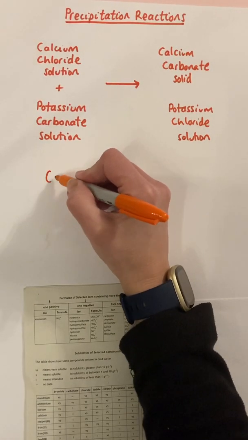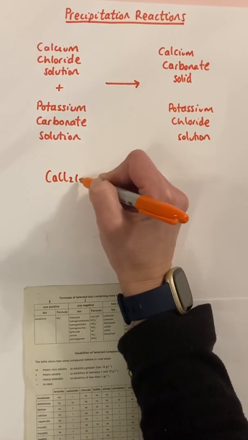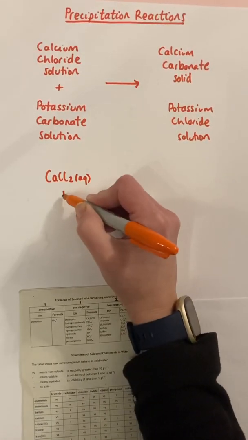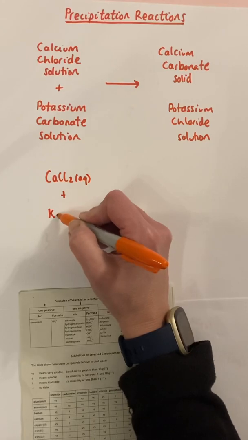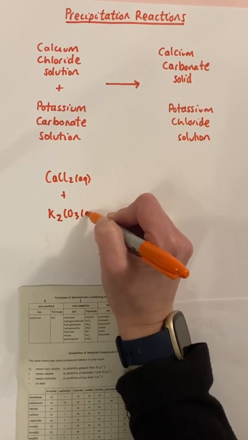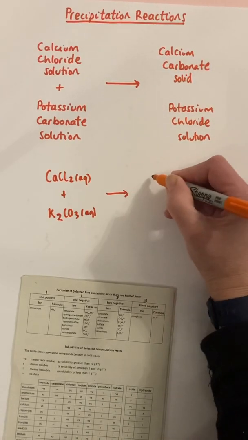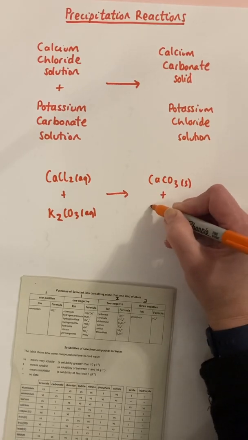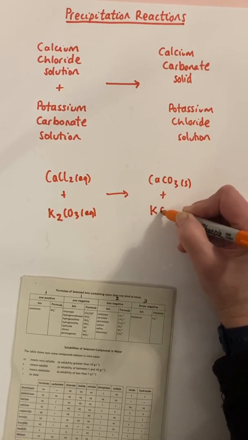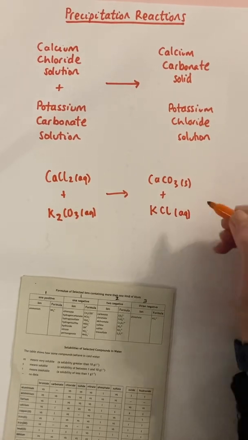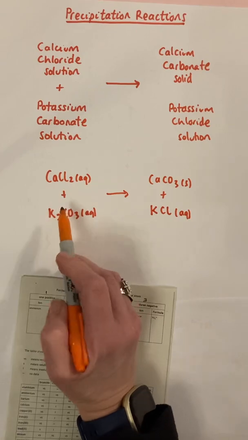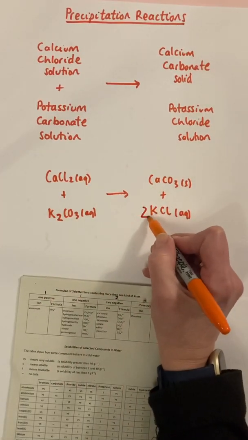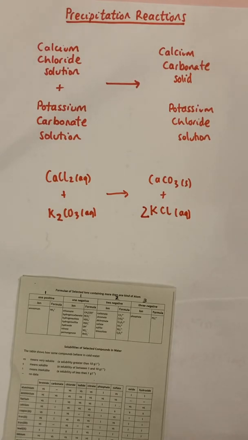If I was to write this as a chemical equation, I would have my formula written as aqueous, I would have my potassium carbonate written as aqueous. On this side I would have CaCO3, and then on this side I would have KCl aqueous. Now when I look at this, I've got two chlorines here, two potassiums here, so I need to have a big 2 in there to make sure that's a balanced equation. There are videos on balanced equations and writing chemical equations if you're not sure on that.